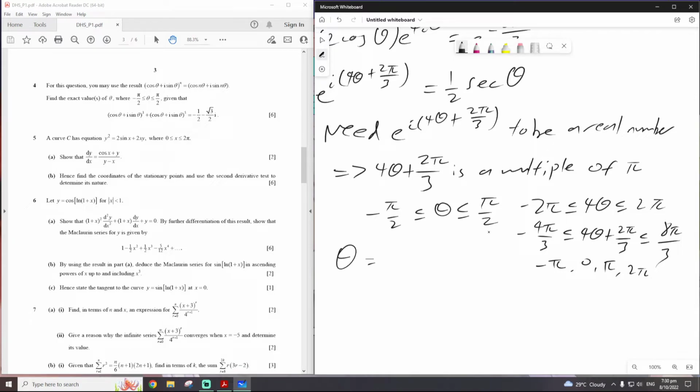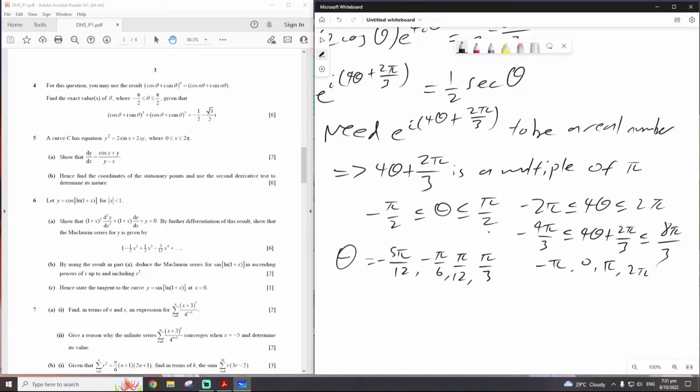So let's write down the possible values of theta. So this is negative 5 pi over 3, so negative 5 pi over 12. I let this be 0. This is negative pi over 6. What else can it be? If I let it be pi, then this will be pi over 12. And finally, if I let this be 2 pi, this will be pi over 3. Is it? Yeah, okay. This is what I got so far.